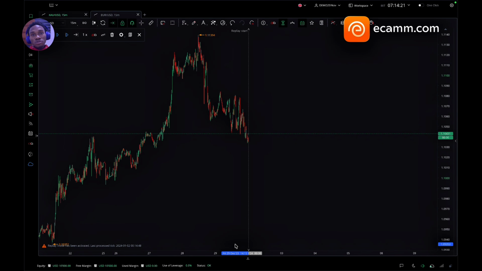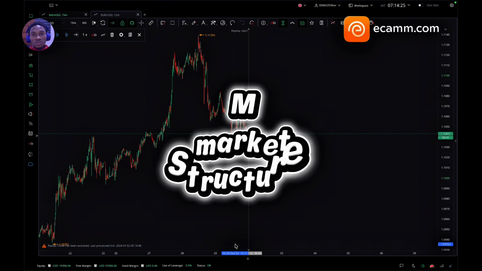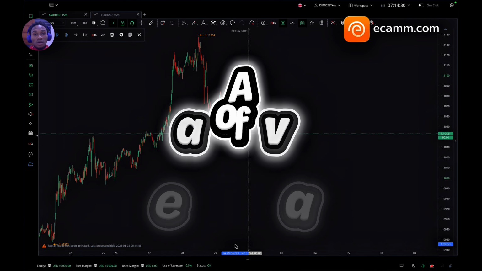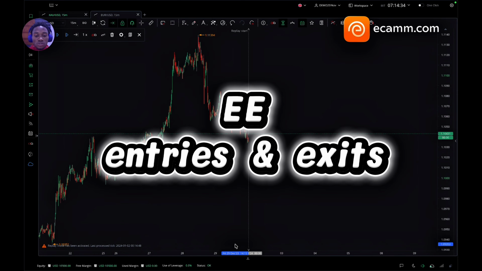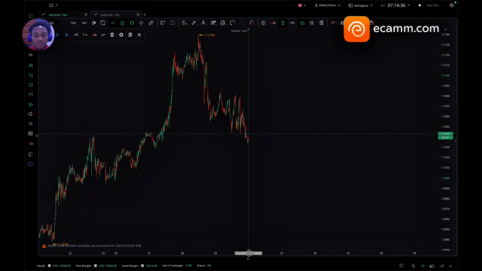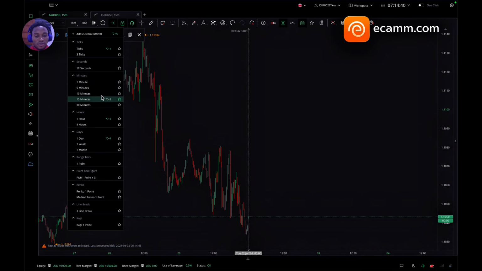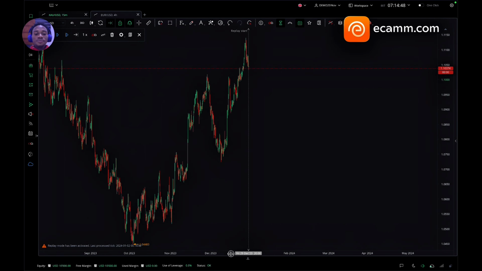The strategy I'm going to be using is the MAEE formula. M is for market structure, then A for area of value, E for entries and exits. So now the market structure, let's go to the higher time frame, which is the 4 hour. Okay, we are in the 4 hour now.